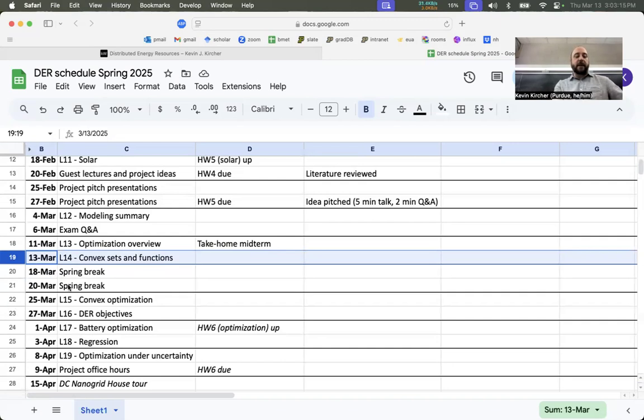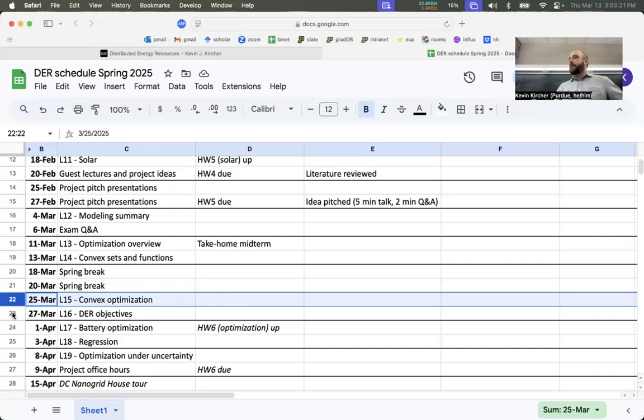Then spring break, and we'll come back in about 2 weeks and talk about algorithms for convex optimization and software for solving convex optimization problems. Once we have these 3 lectures under our belt, we won't be experts, but we'll know enough to be dangerous. And then we can put our newfound skills to work on some DER problems.